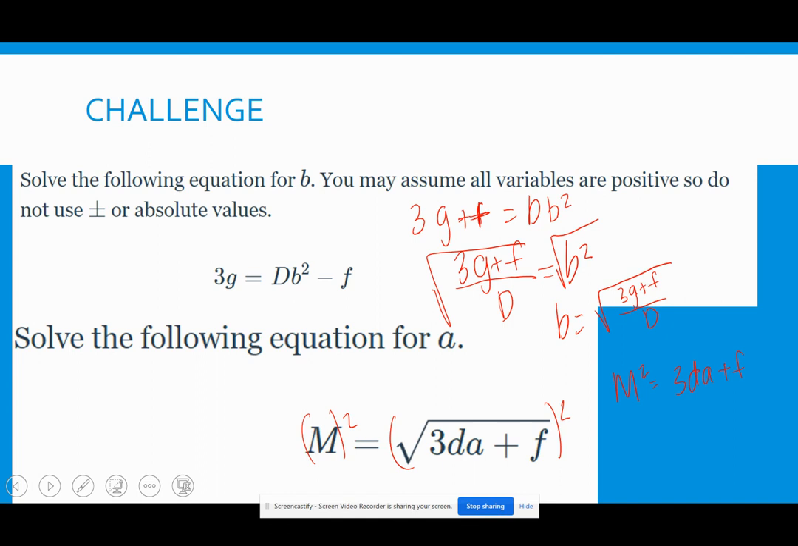Now we keep going like we normally would. M squared minus f equals 3dA. I subtracted f from both sides. And I want A alone. So I can see that the 3d is attached to it, so I'm going to divide by 3d.